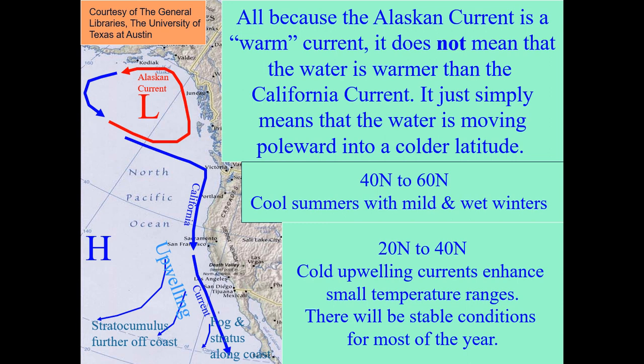All right. The cooler California current creates cool summers. Cold upwelling currents are going to enhance the smaller temperature ranges, and there are generally stable conditions for most of the year in places like San Diego and Los Angeles. You don't get a lot of annual precipitation in these locations. You will get fog and low stratus clouds a lot along the coast in this case.